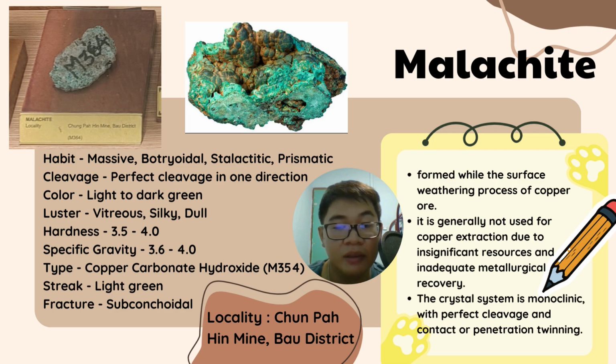As a copper carbonate hydroxide mineral, malachite is classified with the code M354. When it's streaked, malachite leaves a light green mark, and it exhibits a subconchoidal fracture, meaning it breaks with curved surfaces. Malachite is formed during the surface weathering process of copper ore and is generally not used for copper extraction due to insignificant resources and inadequate metallurgical recovery. The crystal system is monoclinic with perfect cleavage and contact or penetration twinning.